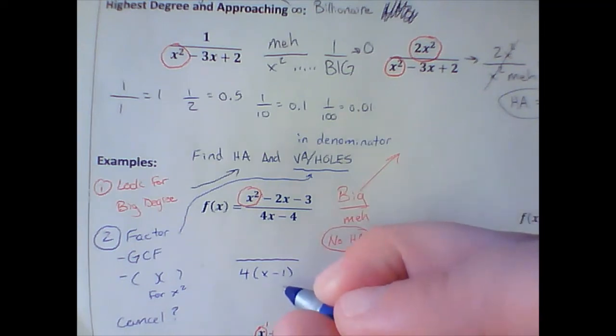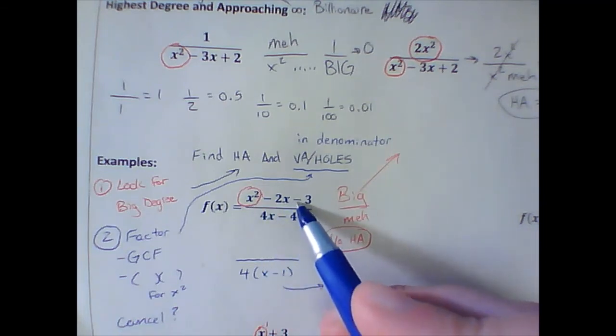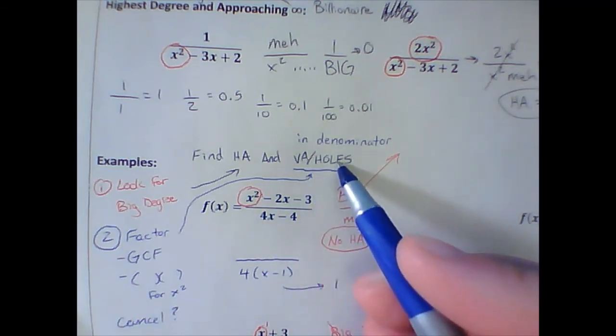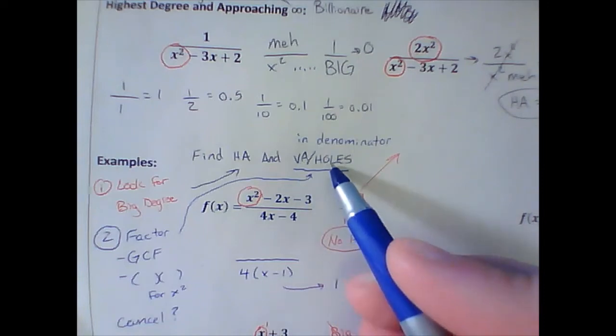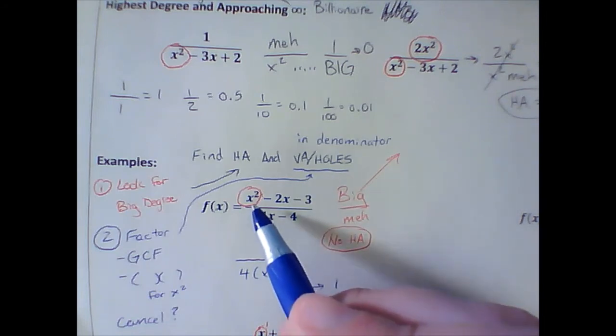Okay, we know something weird. There's a discontinuity at 1. We don't know if it's a hole. We don't know if it's a vertical asymptote. We don't know what's going on. We just know it's there. Holes can cancel. VAs cannot.